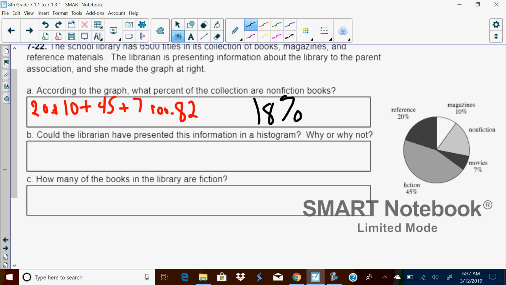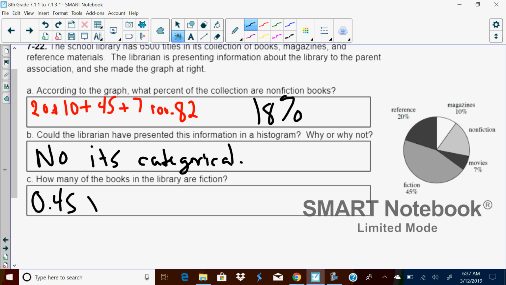So then it says, could the library have presented this information in a histogram? Why not? The answer is no. It's categorical. C, how many books in the library are fiction? So you would do 0.45 times 6,500, and the answer is 2,925 books.